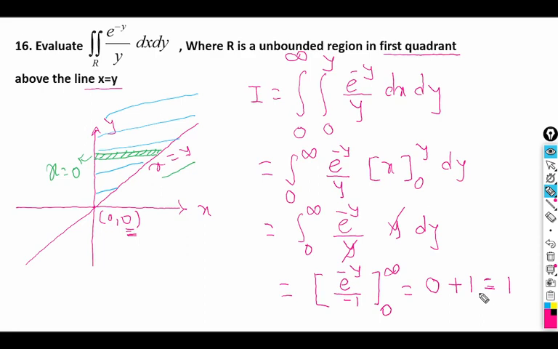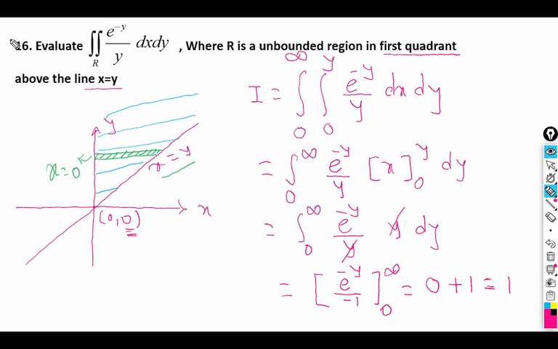See the calculation. How many steps have we done? 1, 2, 3. Hardly 3 to 4 steps and we got the answer, because we selected the order dx dy. But if you thought about dy dx, it is impossible, or difficult we can say, to evaluate. So this is the use of the order of integration. Sometimes we have to carefully decide the order of integration and then evaluate it.